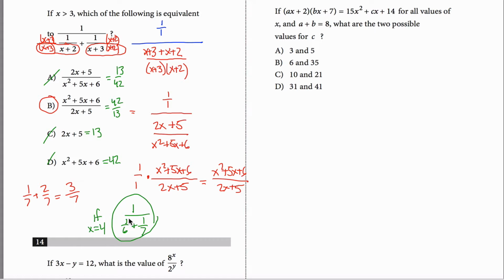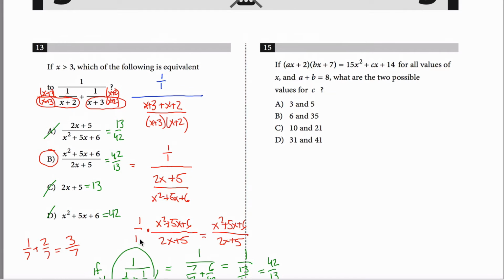One last thing maybe before I move on is you could also simplify this here. You could say my least common denominator here is 42. So I have 7/42 plus 6/42. So really I have 1 over 13/42, which as we saw above was 42/13. So when x equals 4, which I just kind of chose arbitrarily, I'm able to eliminate 3 of the 4 solutions, I guess is what I'm saying. All right, that's more than enough on 13.